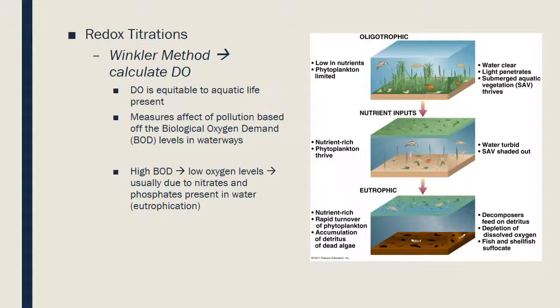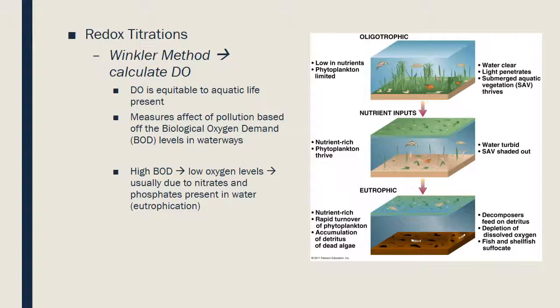The third one is called the Winkler method. And this calculates what's called dissolved oxygen. So dissolved oxygen, quite literally is the name, is the amount of oxygen dissolved in water. It is an equitable measurement to kind of give us an idea of what the aquatic life is present and how healthy an aquatic ecosystem is. So by looking at how much DO is present, it allows us to measure the effect of pollution based on what's called the BOD, the biological oxygen demand levels in the waterways.